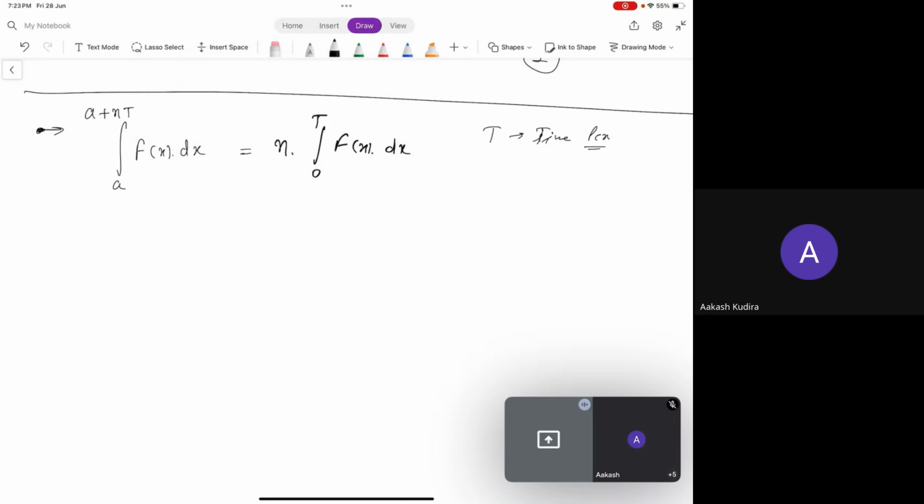Now first of all, the condition is there should be this kind of form, a plus nT, where a is any number. And n, what is n here? Actually n is an integer, for example 0, 1, 2, 3, -1, -2, -3, like this. And one more thing, T of course is the time period.